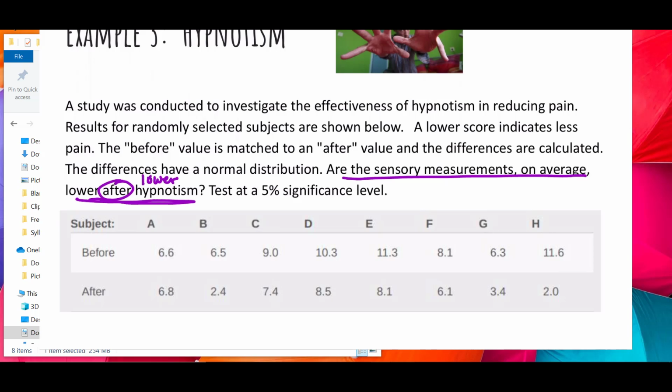So we want after to be lower. So you want to put in after and then before. Actually, you can do it either way. You just want variable 1 to be after and variable 2 to be before. So you can type it in before then after or after then before. It's just when you run the test, make sure you choose after as your first, because we're saying after is the one that's lower. So that one has to go first.